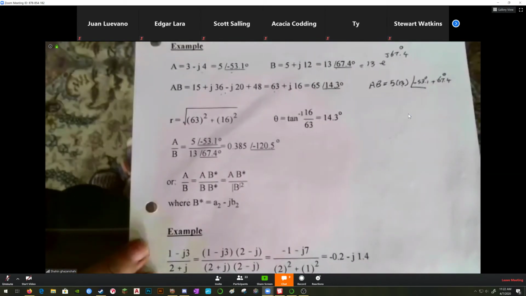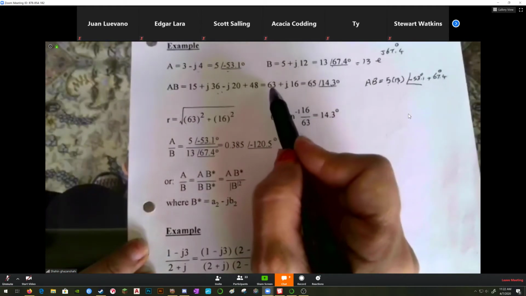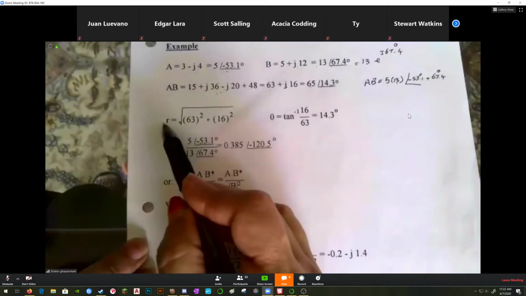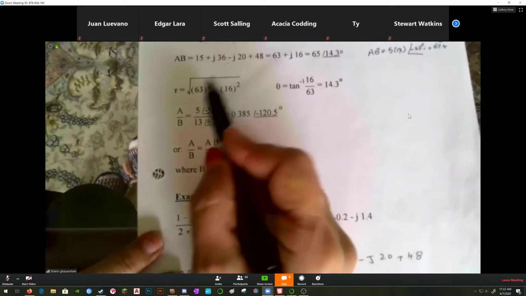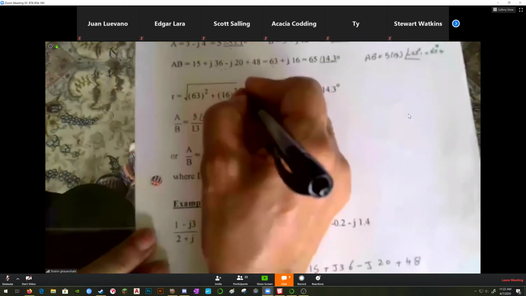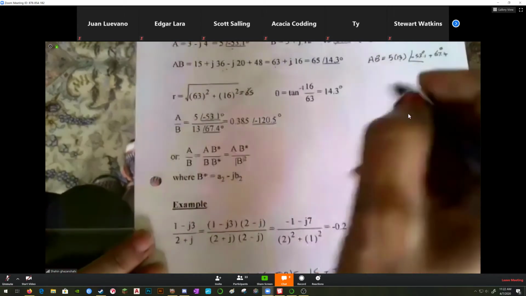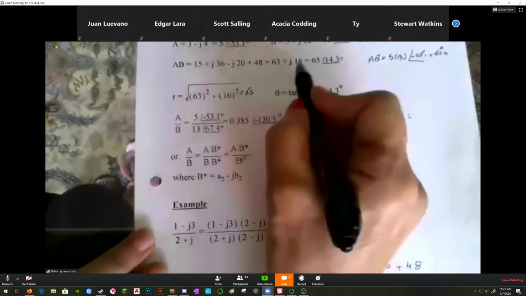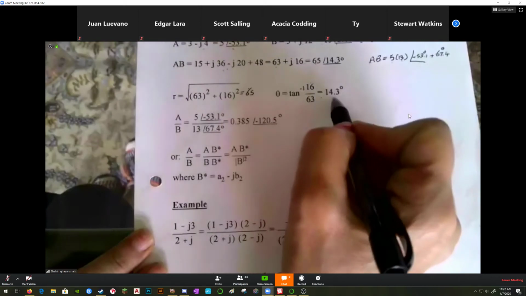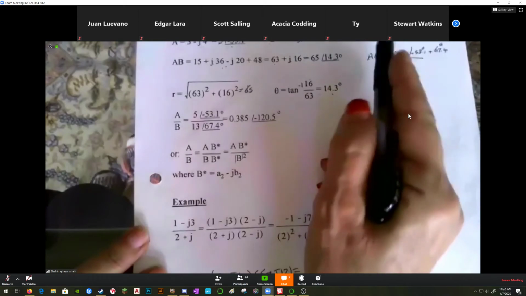Is that clear? If I give you the multiplication in rectangular form and you want to change it, you get the r, which is the square root of the real squared plus the imaginary squared. When you calculate that, R is going to be the answer 65. The theta is the inverse tangent of imaginary over real, which is 14.3. Any question here?